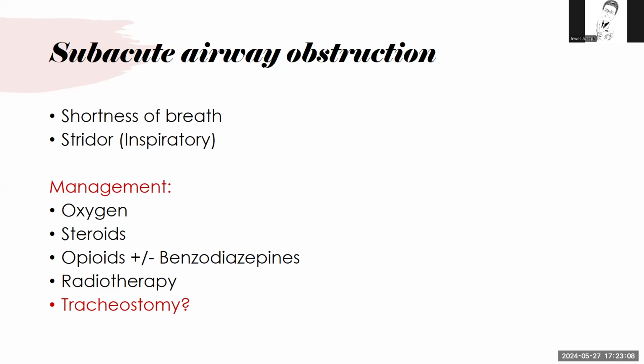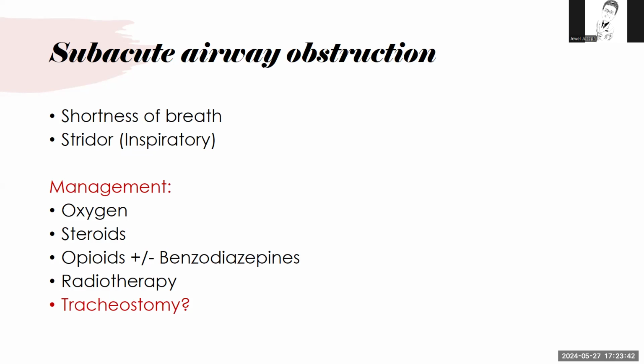Radiotherapy, again, like in spinal cord compression or brain metastasis, actually shrinks the tumor, reduces the edema, and can relieve the obstruction. And tracheostomy, whether to do it or not, is another question. In a lower respiratory tract obstruction, tracheostomy is not going to help. But in an upper respiratory tract obstruction, tracheostomy can be a life-saving measure. But the problem with that is, if the primary tumor is not curable or is in the end stage, it can actually prolong the suffering of the patient.